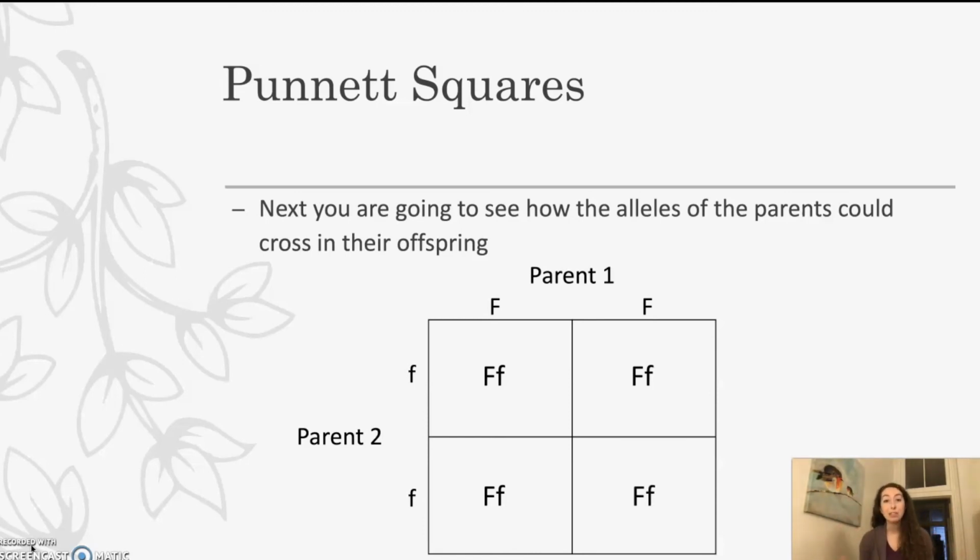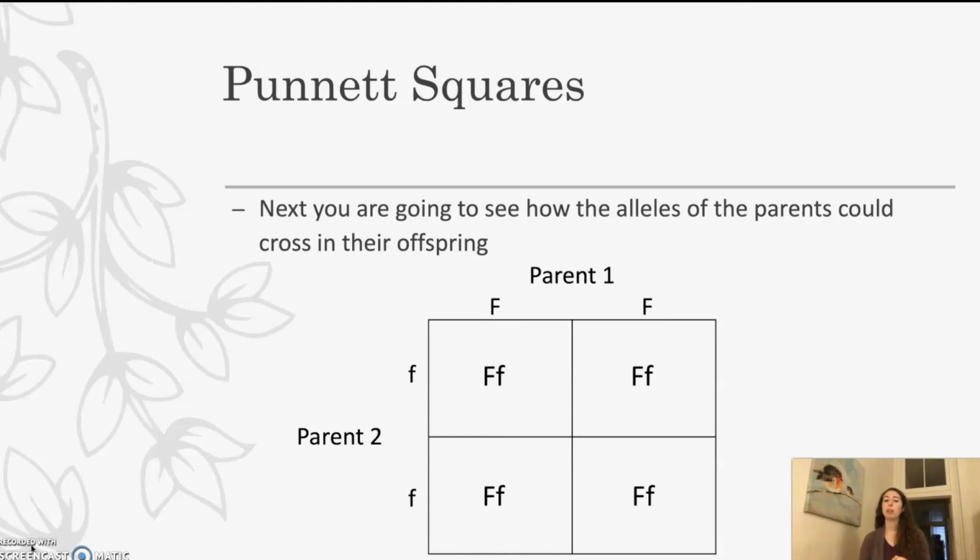So in this situation, all of the offspring possibilities are exactly the same because the parents are both homozygous. So there wasn't very much mix-up. There weren't many different possibilities. They're all big F, little f.